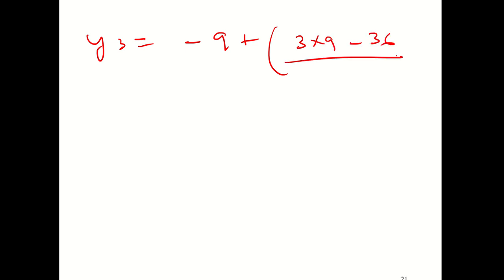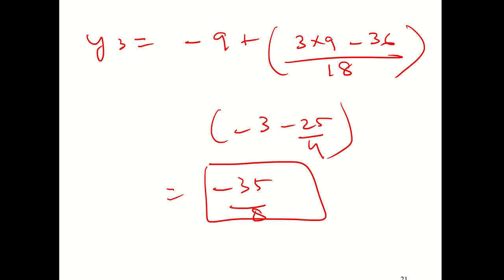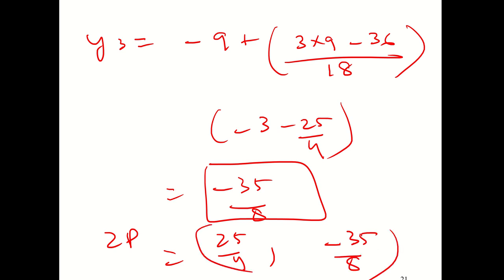Then we have y3 equal to minus 9 plus (3 into 9 minus 36) by 18, and then times (minus 3 minus 25 by 4). So you get the value as minus 35 by 8. Please check whether the answers are correct or not; you will be able to do that. So for 2P you get one value as 25 by 4 and the other value as minus 35 by 8. So this is your entire equation.